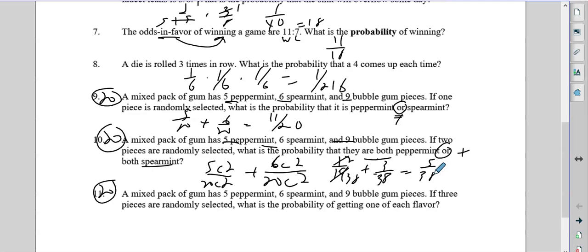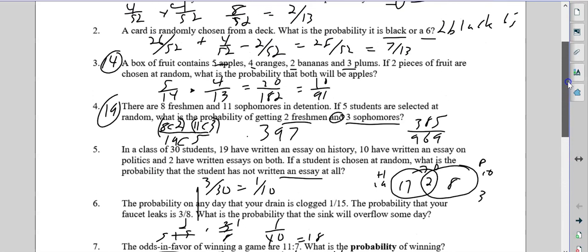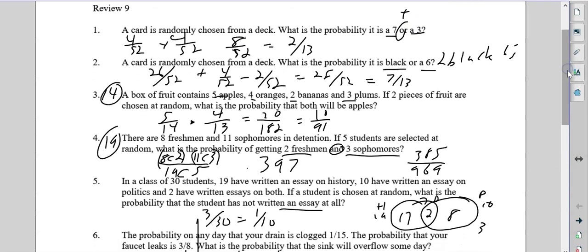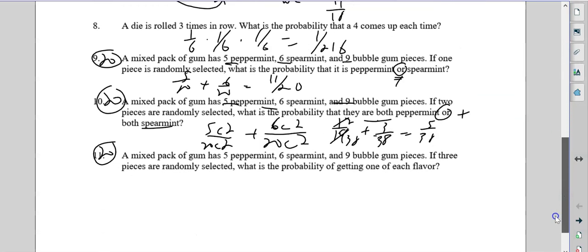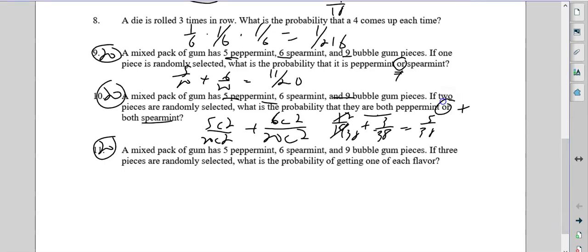So just to tie this in similarly, if we go back to the one we did on number 4, there we were trying to find 2 freshmen and 3 sophomores. So notice that situation is when we multiply those two, and the total is on the bottom. Down here on number 20, we're looking at or, so we're just doing adding.